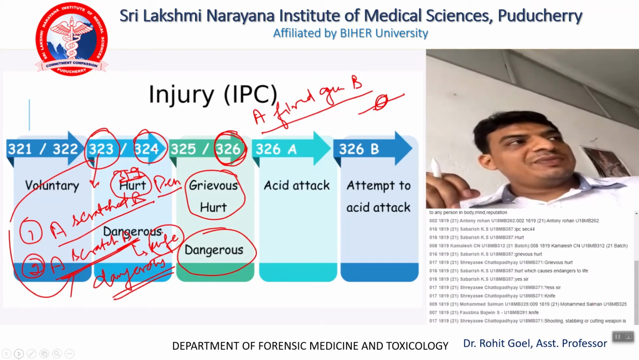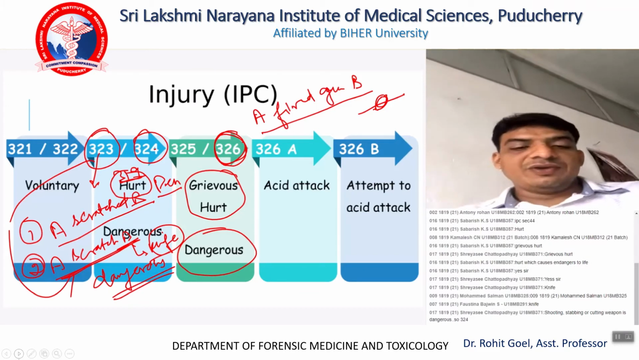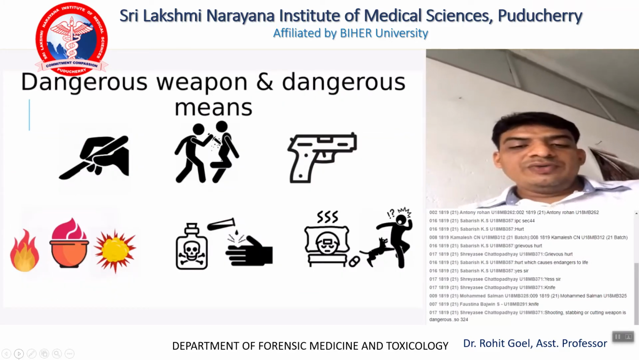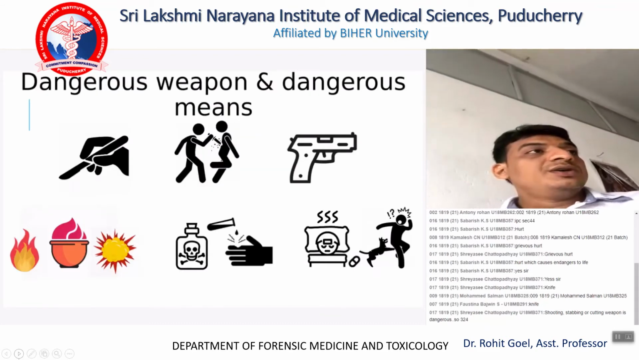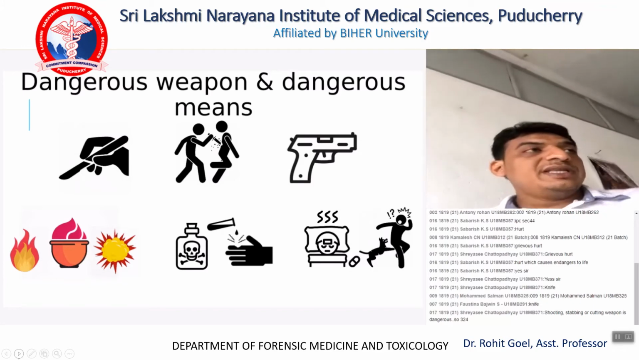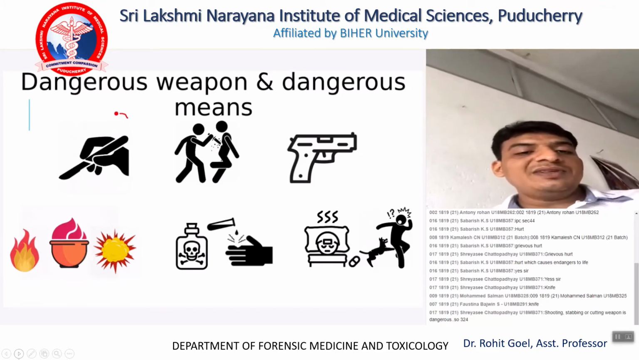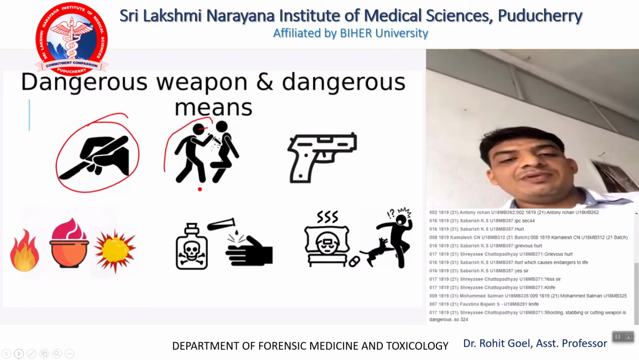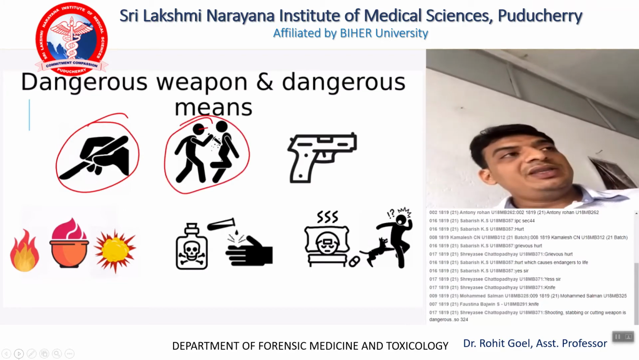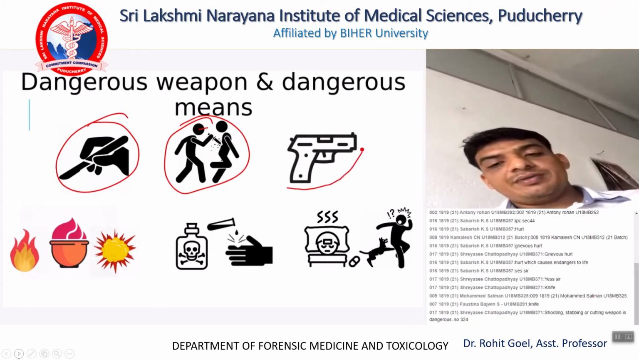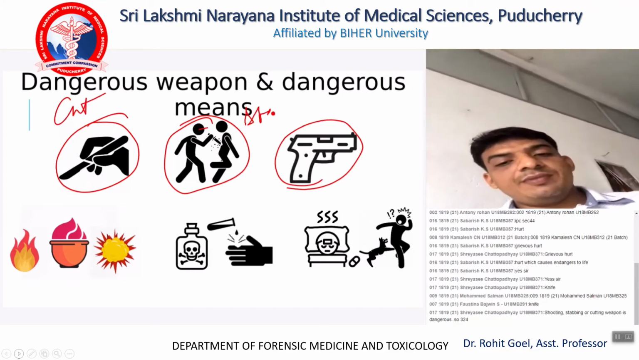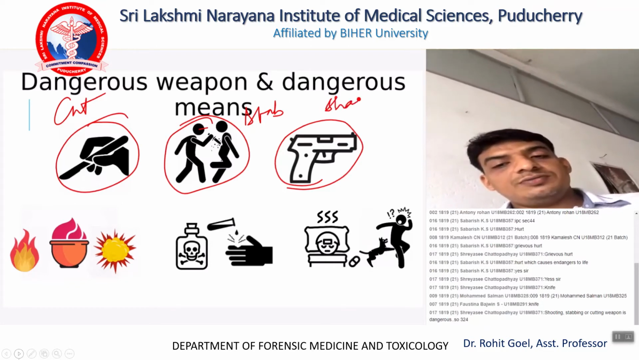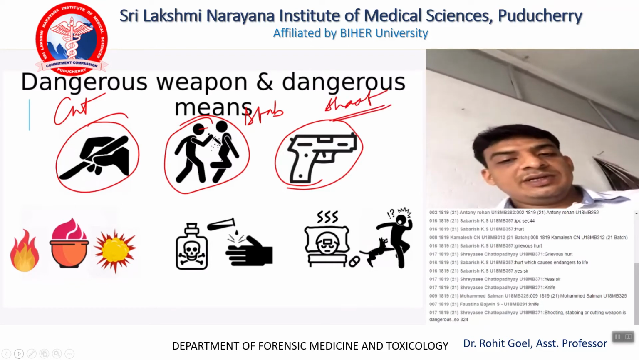Shooting, stabbing and cutting weapon is dangerous. Section 324, yes. So now we look at the definition of dangerous weapons. Here you can see what are dangerous weapons. Dangerous weapons include anything which can cut, stab or fire, shoot. Anything which can cut, stab or shoot will be called a dangerous weapon.